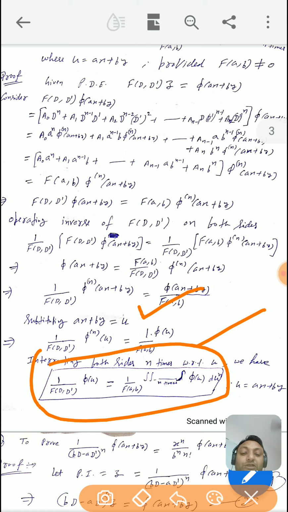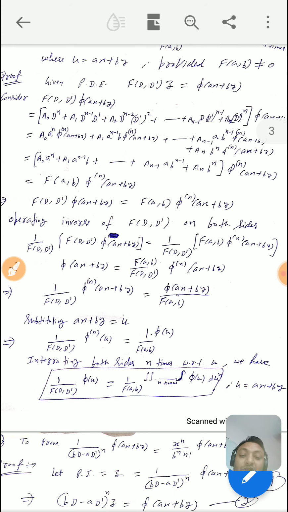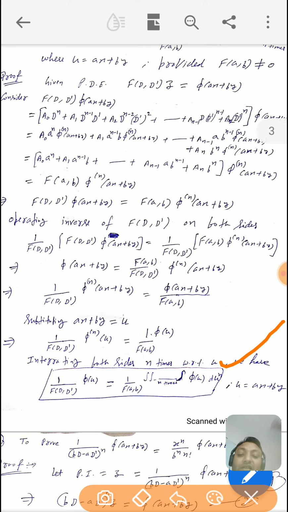n times with respect to u. So we write here du power n. du power n means du into du n times. We can write it also du power n. So this is the proof of the first result, that is theorem 1.